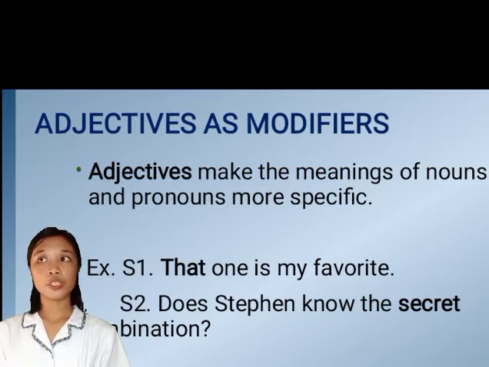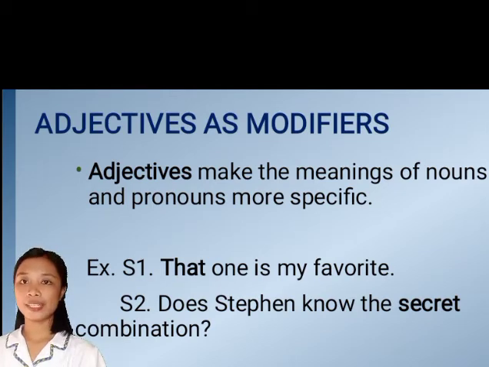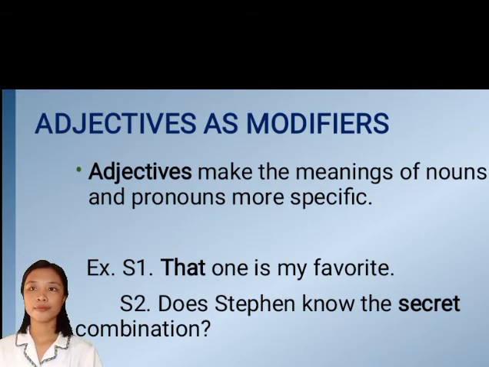Adjectives are words that describe the qualities or state of being of nouns. Let's take a look at these examples. Number 1. That one is my favorite. The adjective that tells which one. Here, the word that is the modifier.